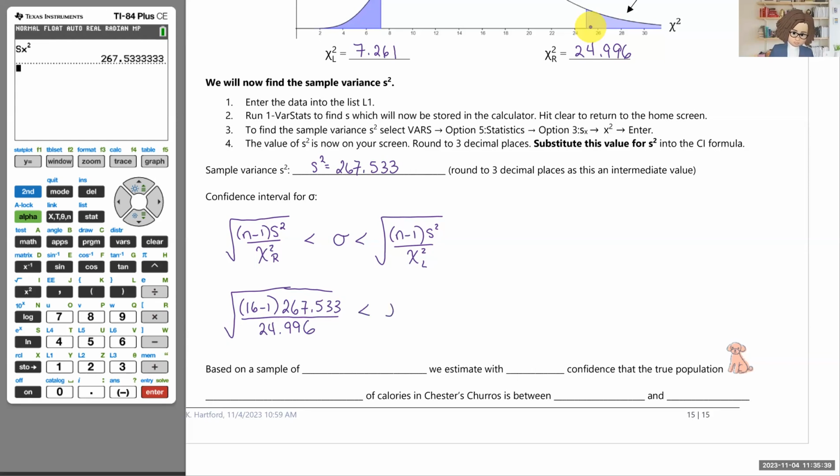All right, and then sigma. And then 16 minus 1. And again, times the 267.533 for the sample variance. And now we'll just divide by chi square left, so 7.261.